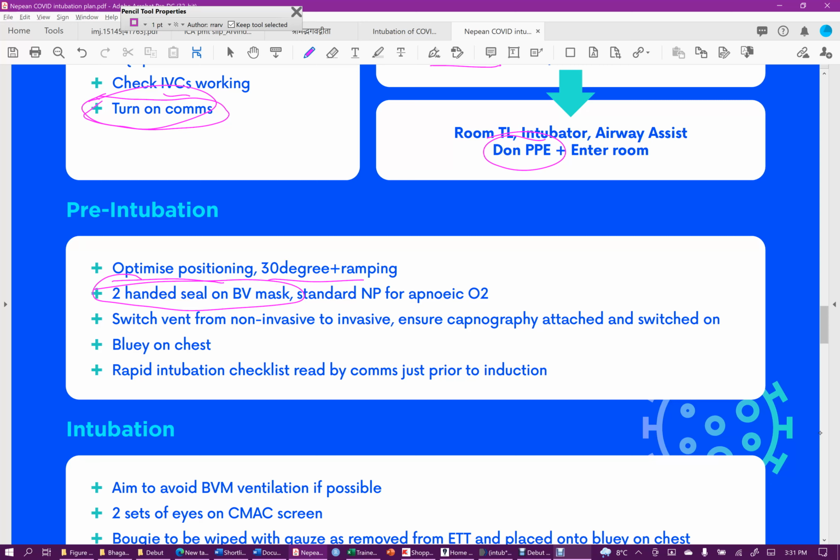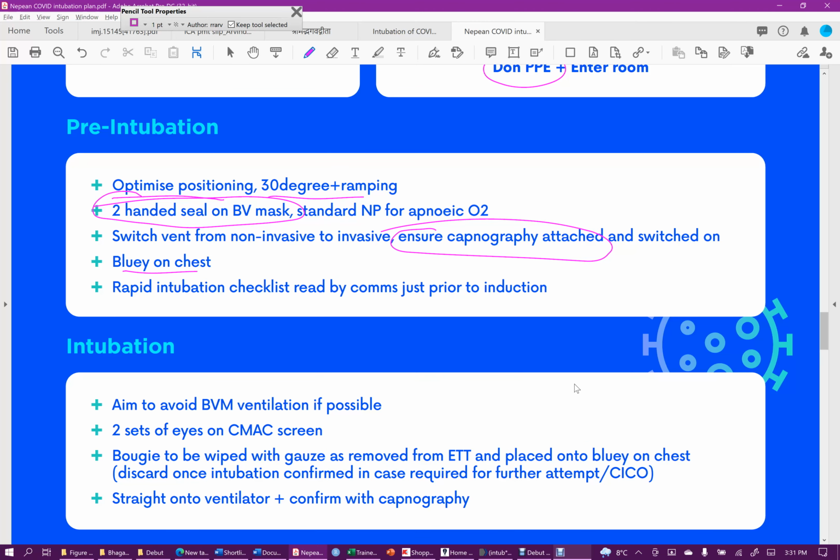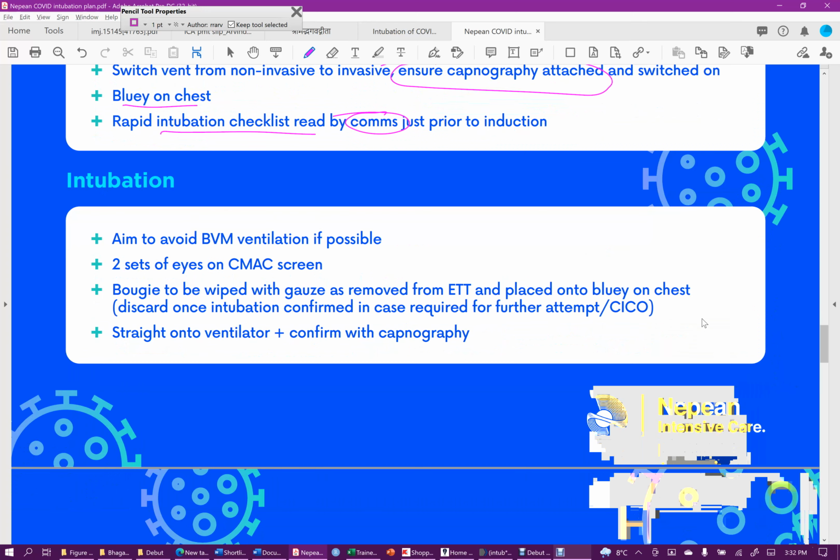This is slightly different compared to non-COVID. Then ensure capnography is attached. I actually use this even in my non-COVID intubations. Bluey on the chest. Bluey is the absorbent thing, to make sure that the bougie is taken out and kept on this. That's all. And then read the intubation checklist, but that should also be standard practice otherwise.